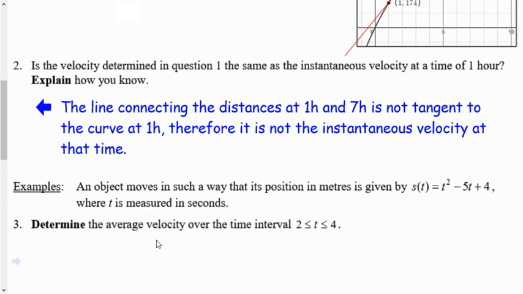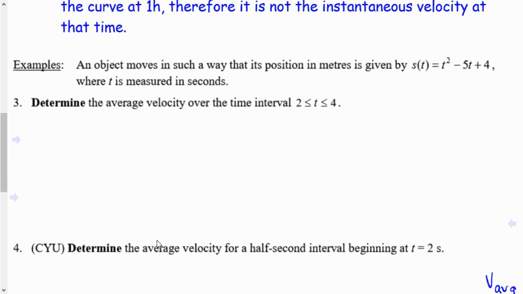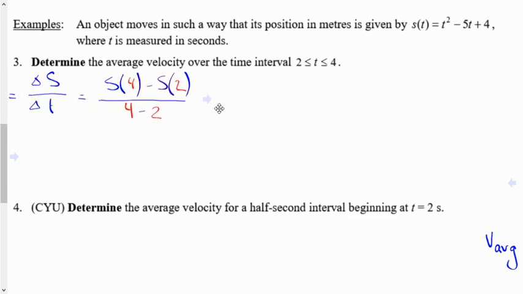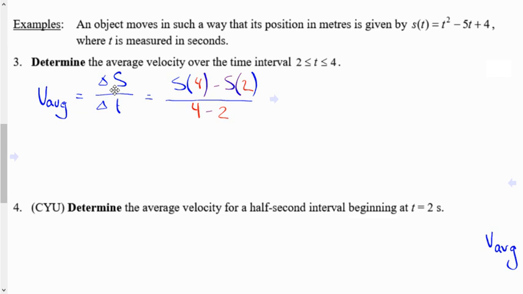But let's go on to an example here. Suppose an object moves in such a way that its position in meters is given by this position function. So S is position as a function of time, where t is measured in seconds. We want to calculate the average velocity over this time interval from 2 to 4 seconds. So when we do this calculation, our change in position over change in time will be position at time 4 minus position at time 2, all over the change in time of 4 minus 2.